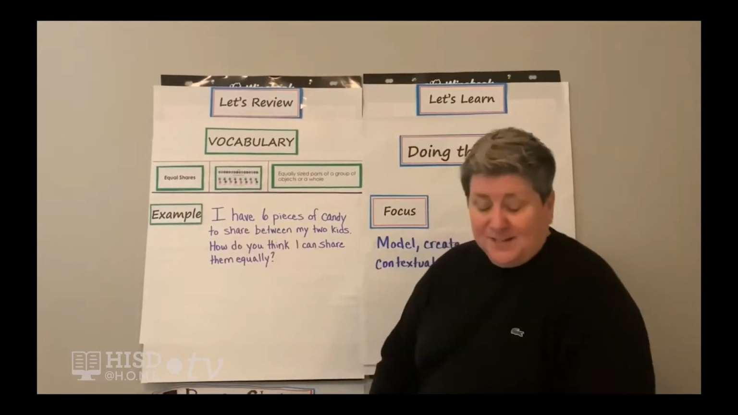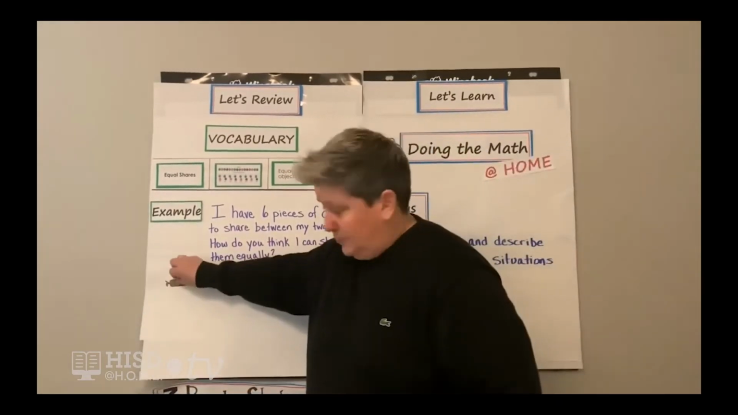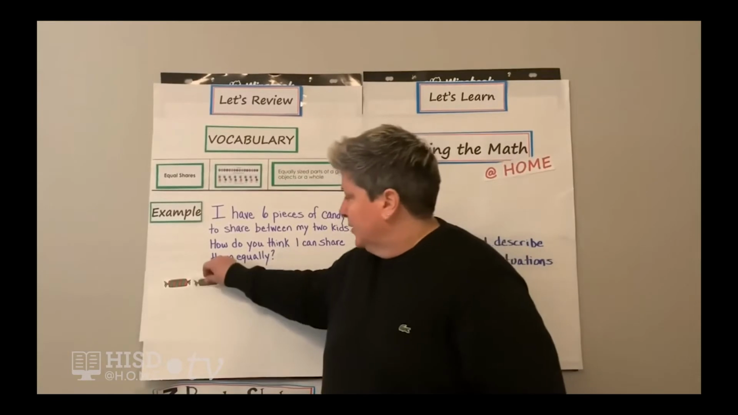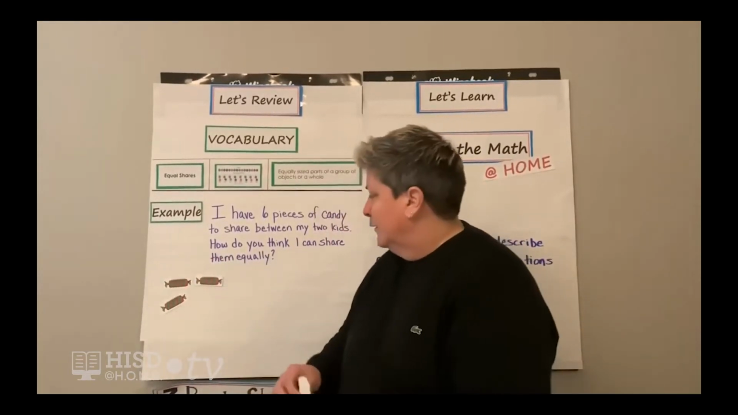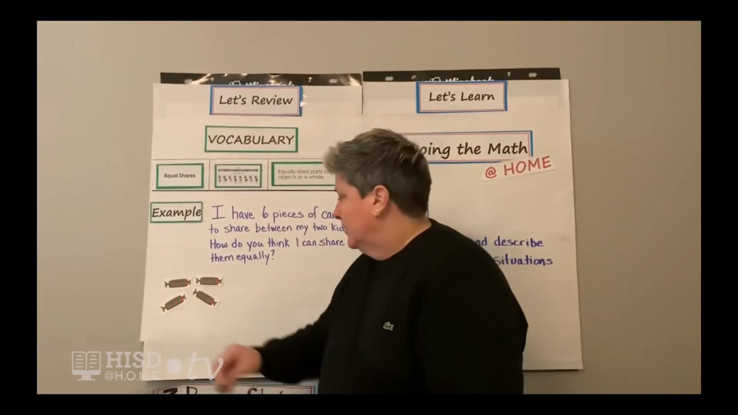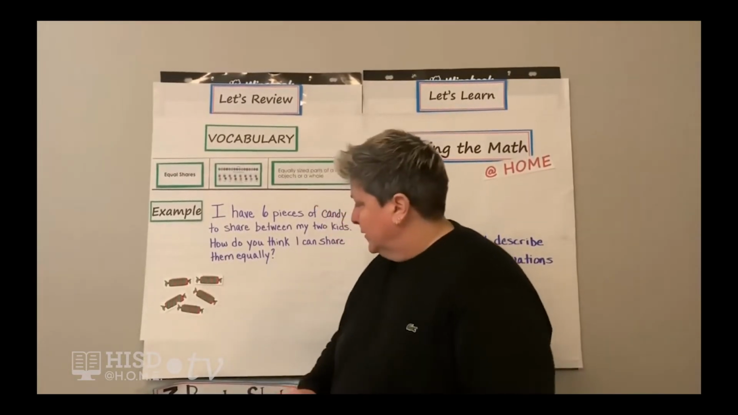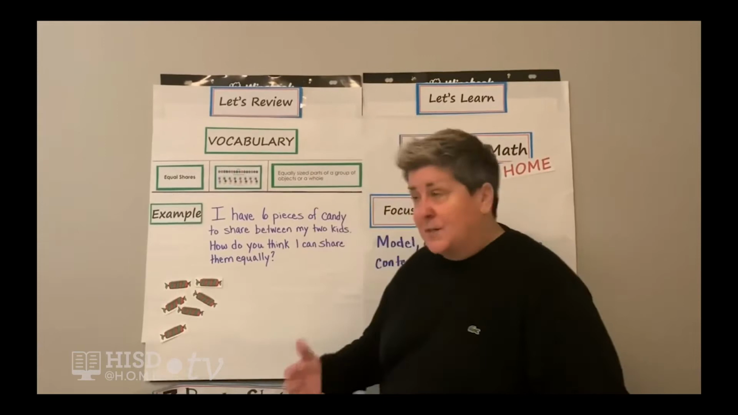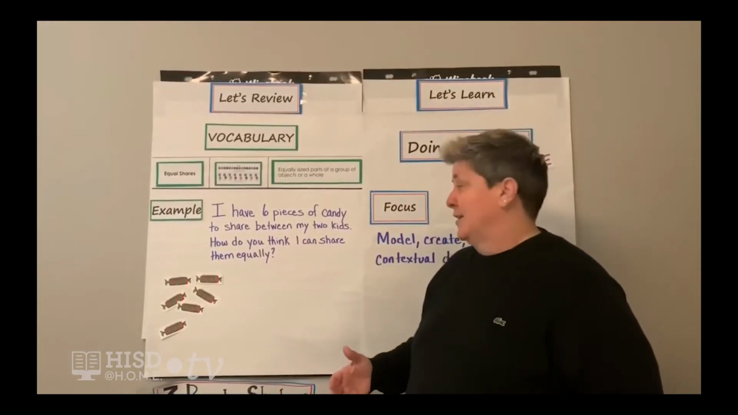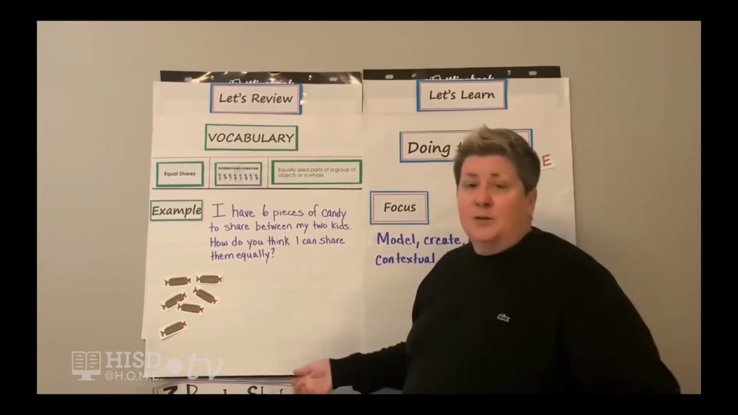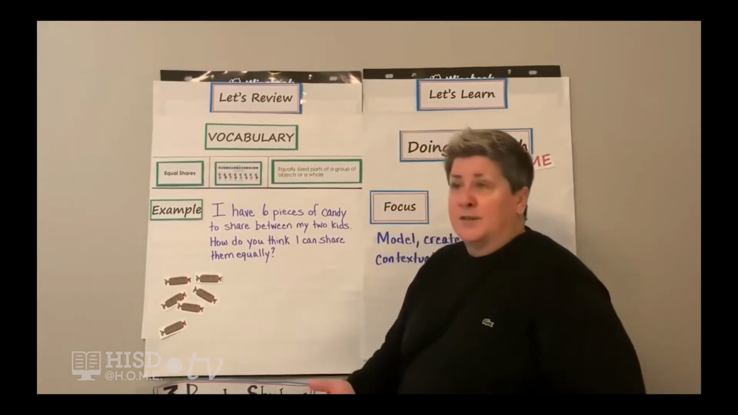So now let's take a look at our example for today. So I have 6 pieces of candy. Let's look at our 6 pieces of candy. There's 1, 2, 3, 4, 5, and 6. So there's my 6 pieces of candy. And I want to share them between my 2 kids. So how do you think I can share them? I want you to think about that.